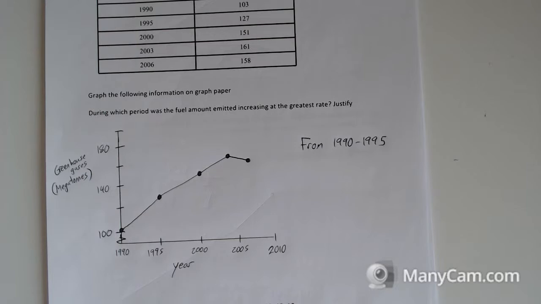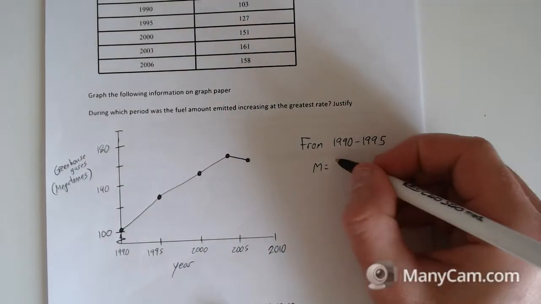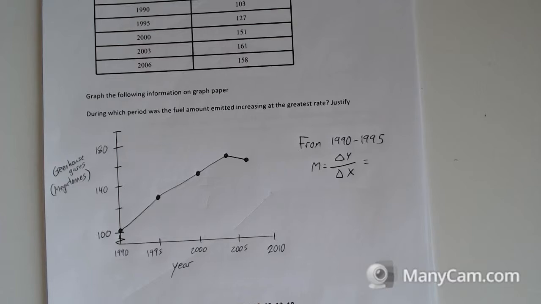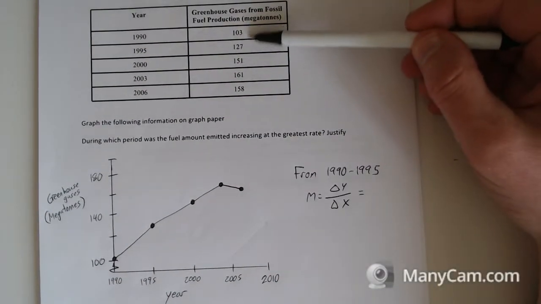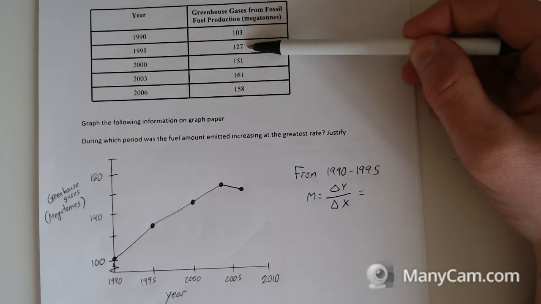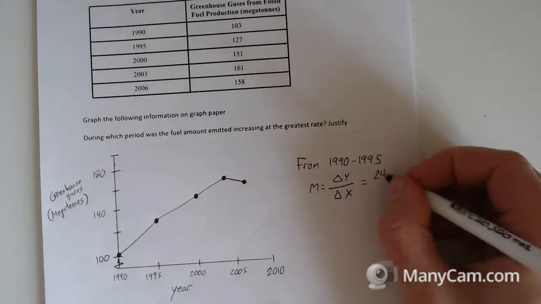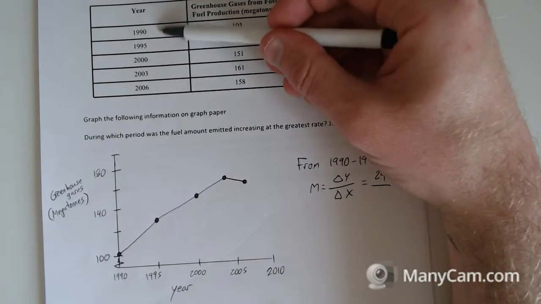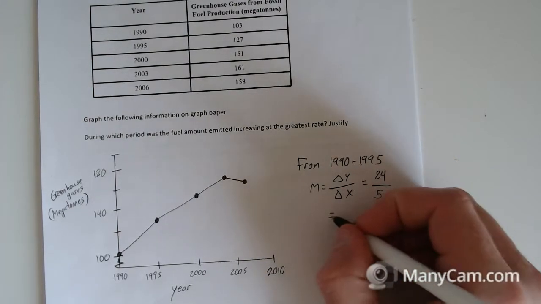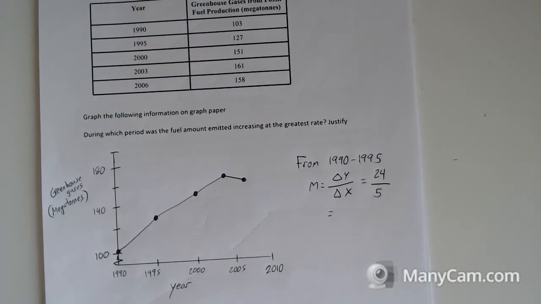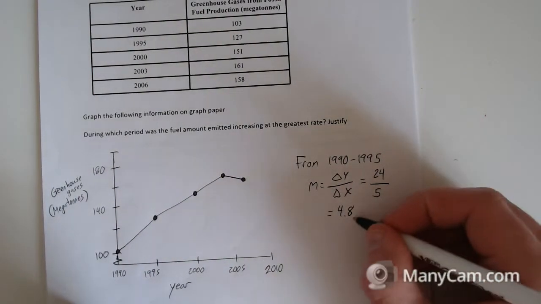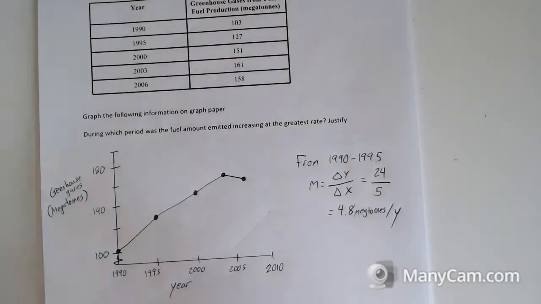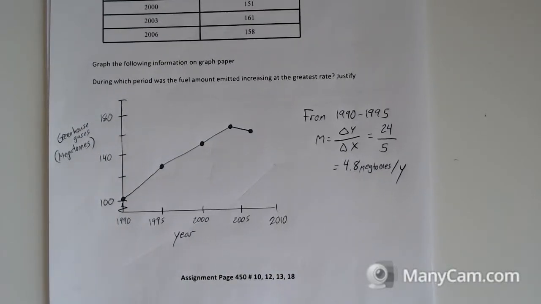And let's actually calculate it. So let's not guess. The slope in this case is going to be change in y over change in x. I'm going to use that formula. So what was the change in y over that time? So our y values are up here. How much did that change? Well, the answer is 24. The other way to do it is y2 subtract y1. But yeah, 24. How long did that take to happen? What's the change here? 5 years. Which is 4.8 megatons per year. We were going up at a rate of 4.8 megatons per year.